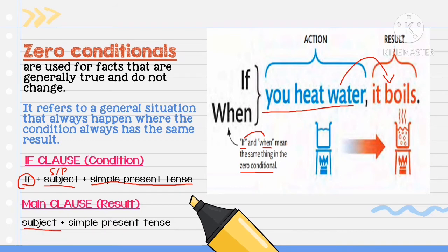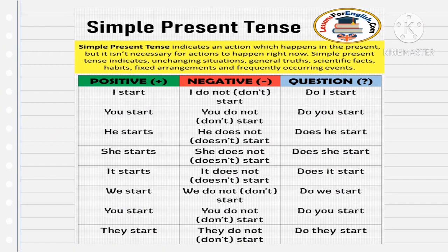Next, sa main clause naman, result, subject, and then simple present tense. A simple present tense or the verb under simple present tense can either be singular or plural verb. Kapag plural verb, walang S. Kapag singular verb, may S. So, I know that a lot of you are still confused on simple present tense as well as subject-verb agreement.